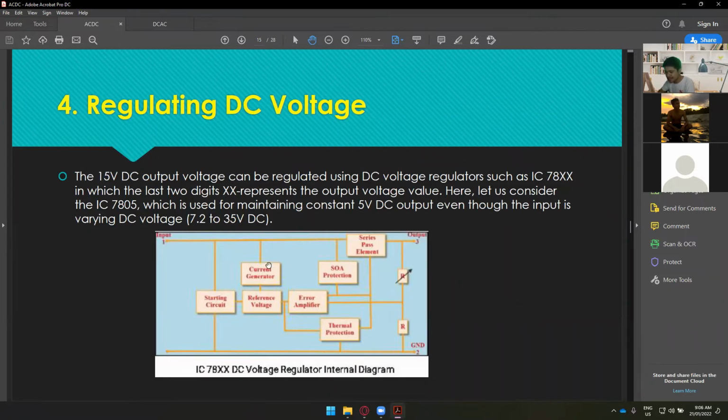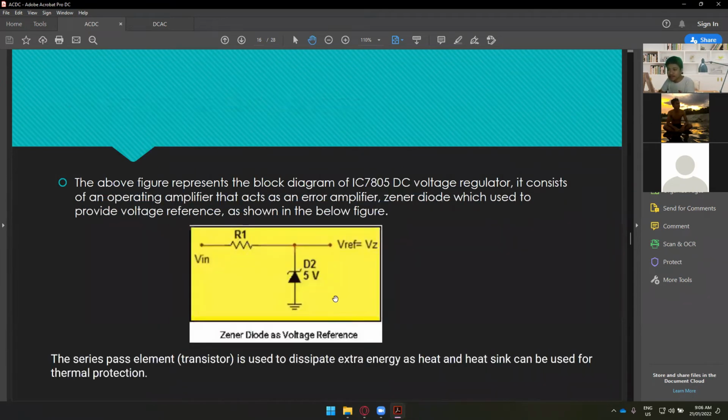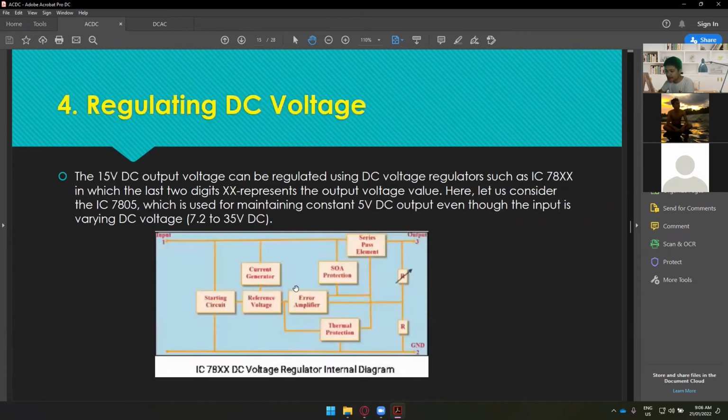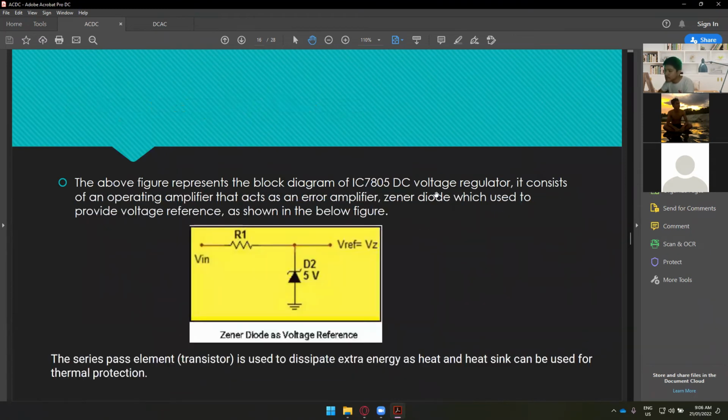It's saying here the parts of this IC. Again, the above figure represents a block diagram of the IC 7805. DC voltage regulators consist of an operational amplifier that acts as an error amplifier, and a Zener diode which is used to provide voltage reference as shown in the below figure. So we have here the voltage input, one resistor, and then a Zener diode, which is limiting the voltage output to 5 volts only.